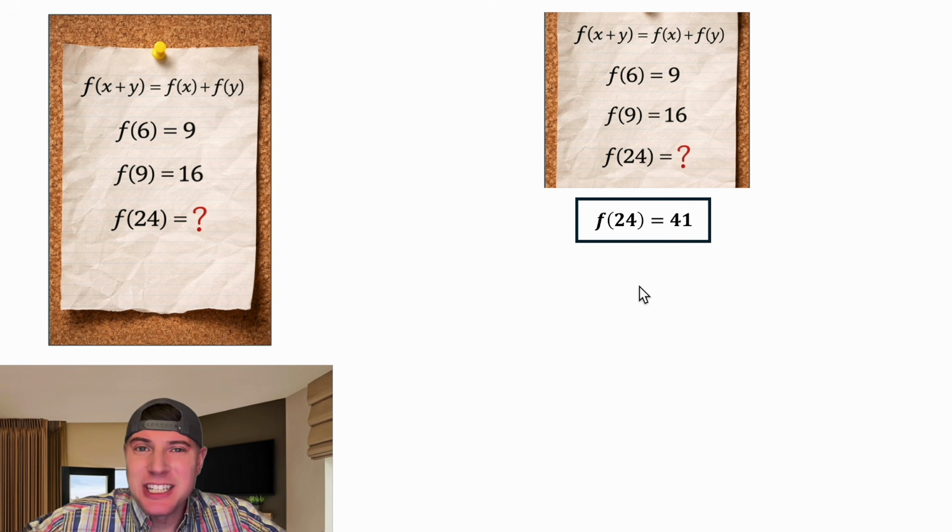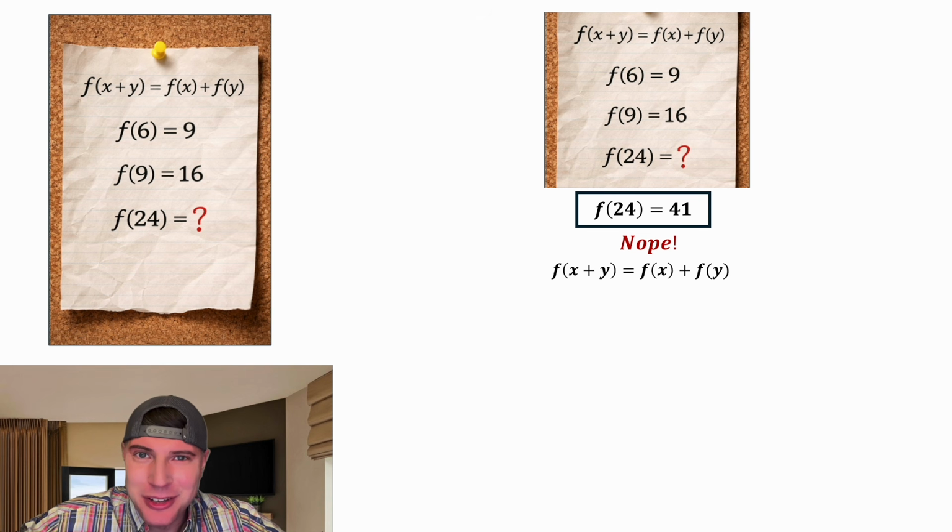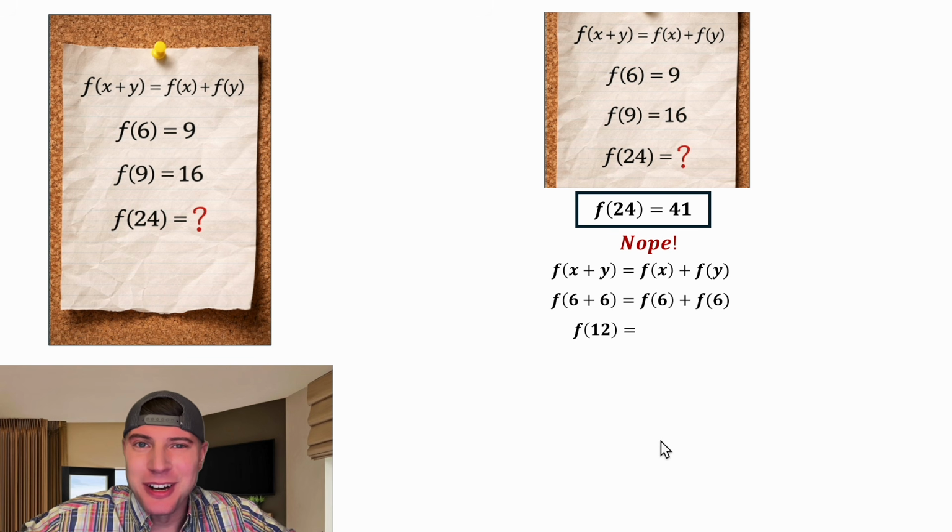So this is probably what they expected us to do, but this is wrong. Let's put a nope. Let me show you why. Using everything given here, we can find a different value for f(24). This time, let's do f(6) + f(6). That'll be equal to f(6 + 6), and that's equal to f(12). This f(6) is equal to 9, and same thing for this f(6), it's equal to 9. 9 + 9 is equal to 18, so we have f(12) = 18.